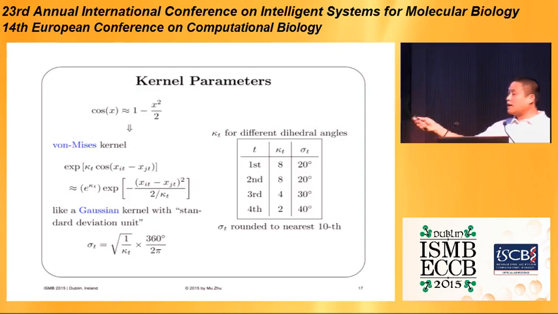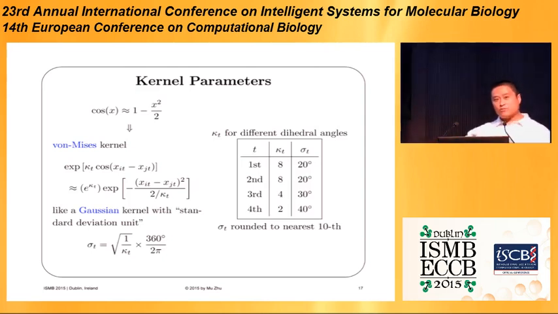The Gaussian curve has a standard deviation parameter. If the standard deviation is larger, then you drop much slower. If the standard deviation is small, you drop much faster. So we can choose these equivalent standard deviation parameters in such a way that for the first two dihedral angles, on those dimensions, the standard deviation is about 20 degrees.